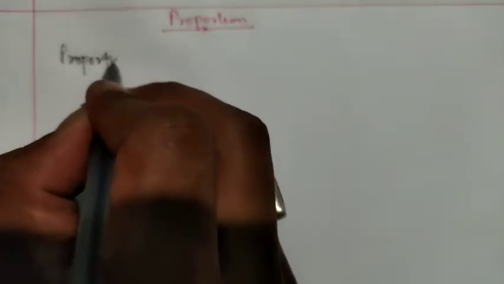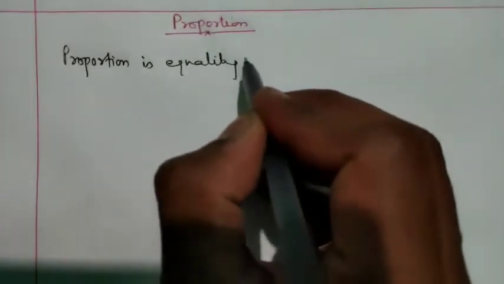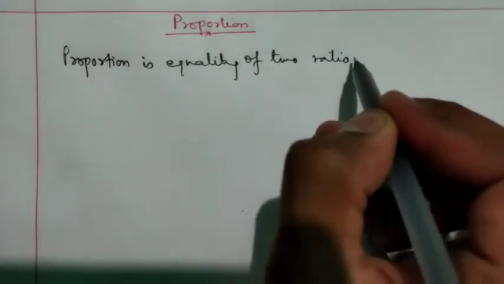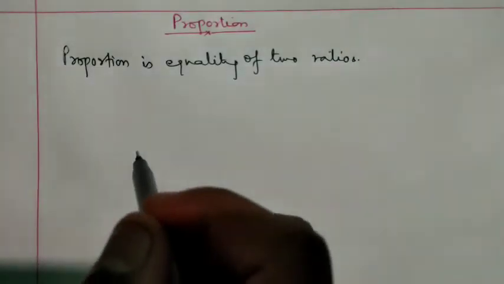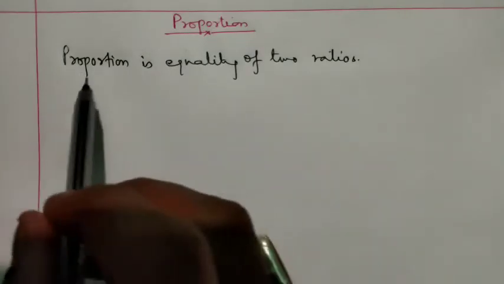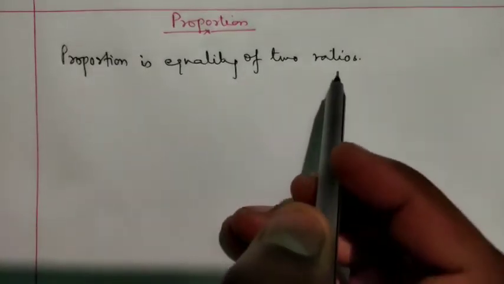Proportion is equality of two ratios. When two ratios are equal, we can say that those ratios are in proportion. Here by definition, proportion is equality of two ratios.